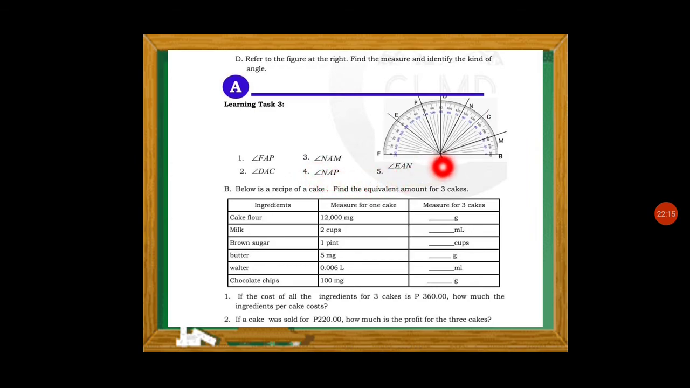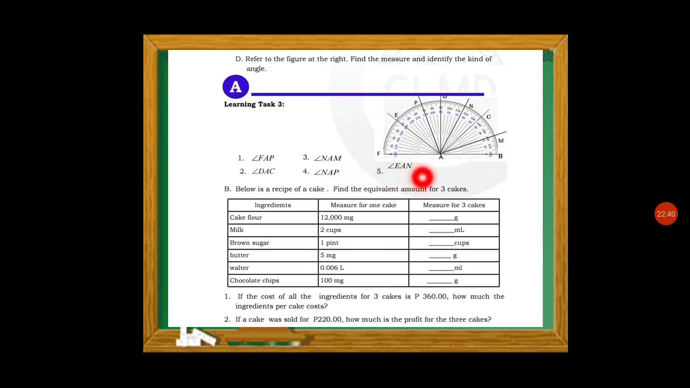For number 2, that is DAC. We are looking for DAC. So what is the measurement of this angle? Of course, this might be less than 90 degrees. For number 3, NAM. So NAM is still less than 90 degrees. For number 4, NAP is still less than 90 degrees.